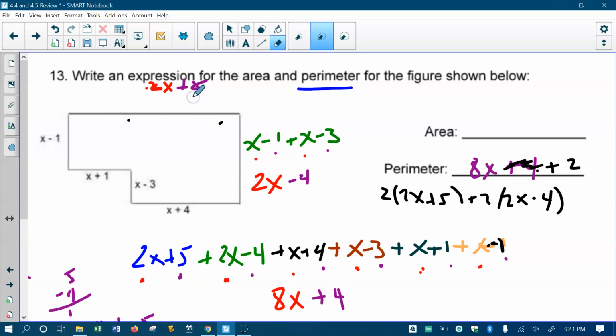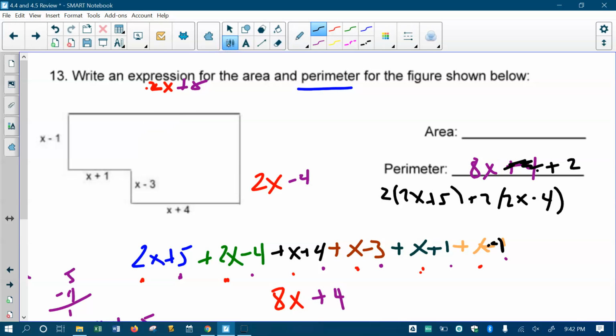This part on top is still 2x plus 5. This part on the side is still 2x minus 4. And it really depends on how you see it. There's a lot of different ways you could go about solving this. I'm just going to show you one way. And again, if you have a different way of solving it, you're welcome to check with your teacher to see if your way works. Or just check the answer.